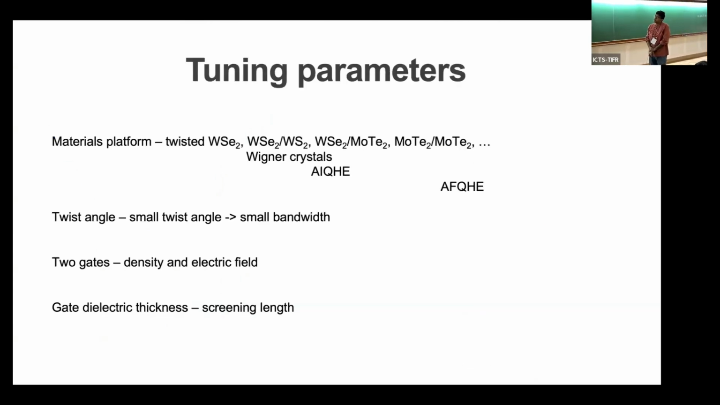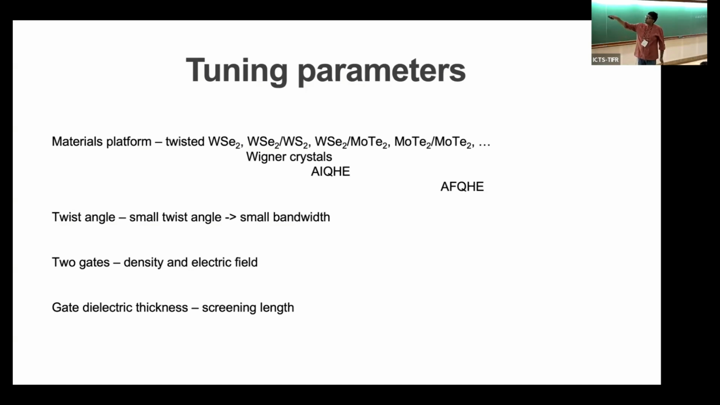And this system is actually a really nice platform for engineering. You can do many different things to tune it. The simplest thing you can do is choose different types of materials. The material I'll talk about is twisted tungsten diselenide. But there's work on tungsten diselenide, on tungsten disulfide, tungsten diselenide on molybdenum telluride, and molybdenum telluride on molybdenum telluride. And if you've been following this field, there have been many beautiful experimental discoveries over the past few years: Wigner crystals, the anomalous integer quantum Hall effect, and most recently, the anomalous fractional quantum Hall effect. All of these things have been discovered in this materials platform.